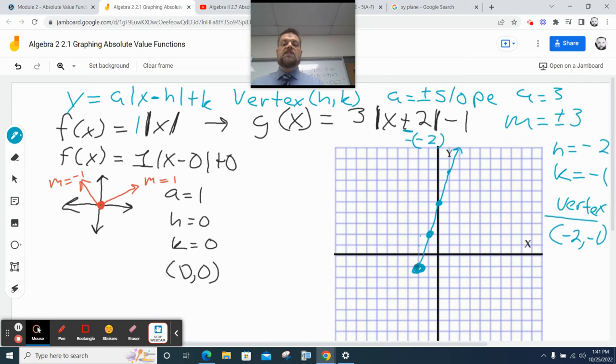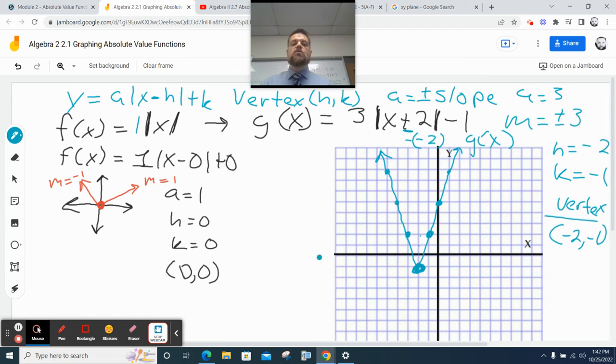From that vertex, I'm going to go up 3, and then go 1 unit the other direction, up 3 over 1, up 3 over 1. I'm going to draw a line through those points. That is the graph of g of x. I transformed it based on what I know about the absolute value of x. That's the graph.